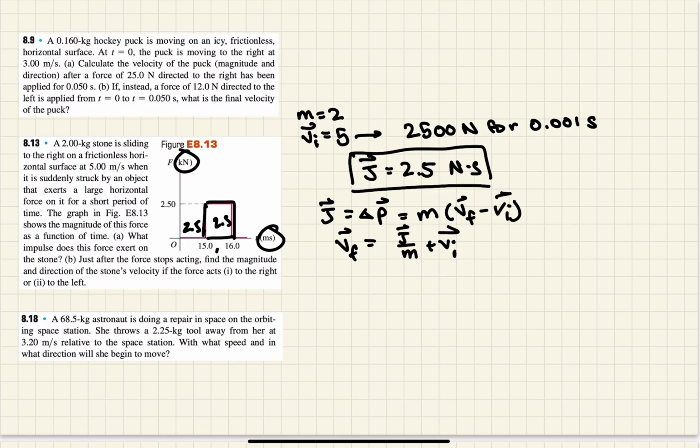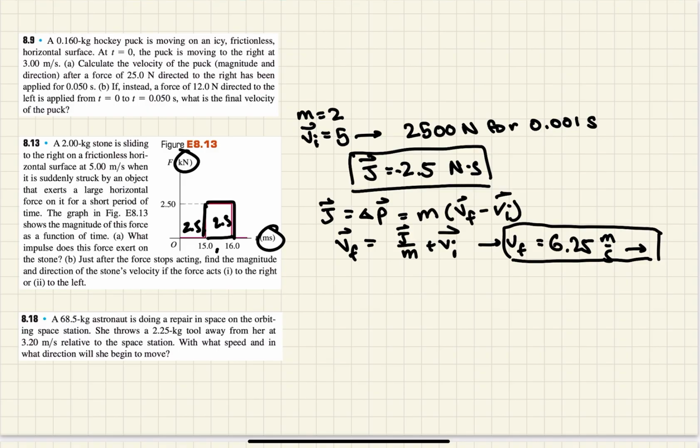Okay, so now we can just plug stuff in. J is 2.5, m is 2, vi is 5. And so since velocity is to the right, force is also to the right, you just add them up. V final is going to be equal to 6.25 meters per second to the right.